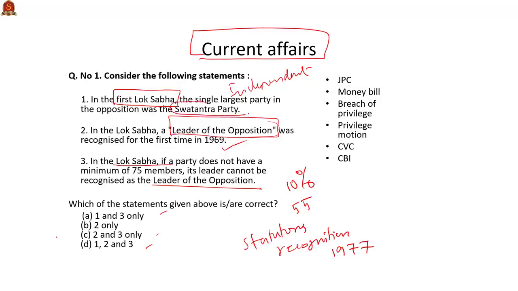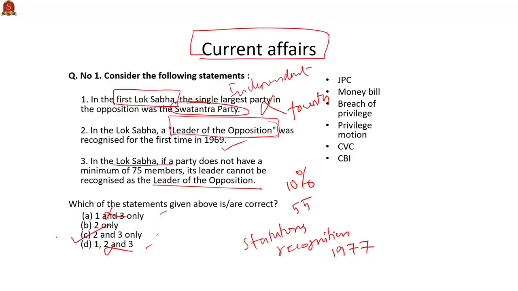That first statement, Swatantra Party, UPSC does not give the option just like that, because the first political party to be given leader of opposition post was Swatantra Party. That was in the year 1969. But it was not in the first Lok Sabha, it was in the fourth Lok Sabha, 1969. So if you know the leader of opposition was first given in 1969 to Swatantra Party, then easily you can eliminate one as a wrong one. So now the answer should be either B or C, because A is eliminated, D is eliminated. And 2 and 3 we know are correct, so the answer would be C.